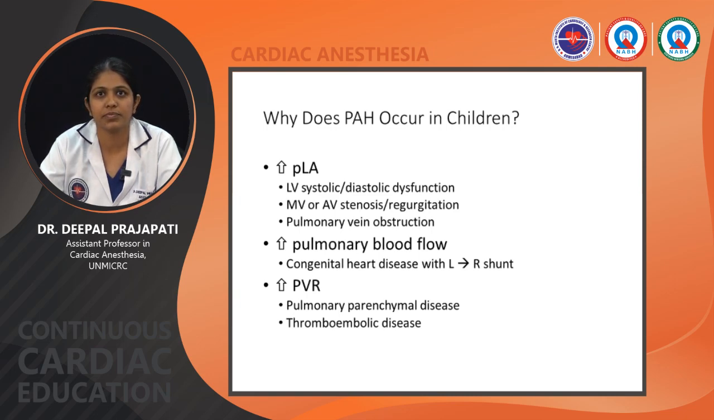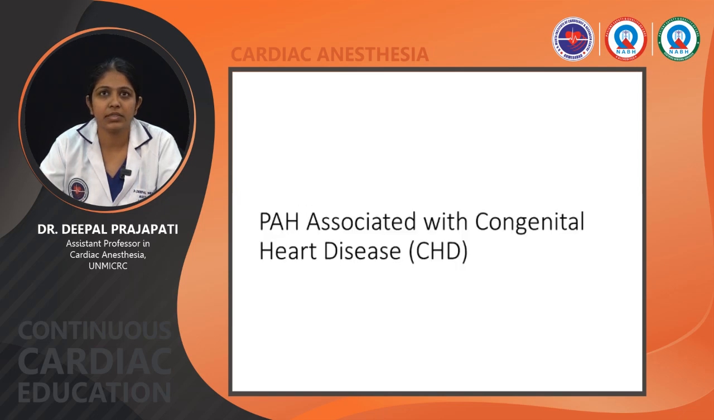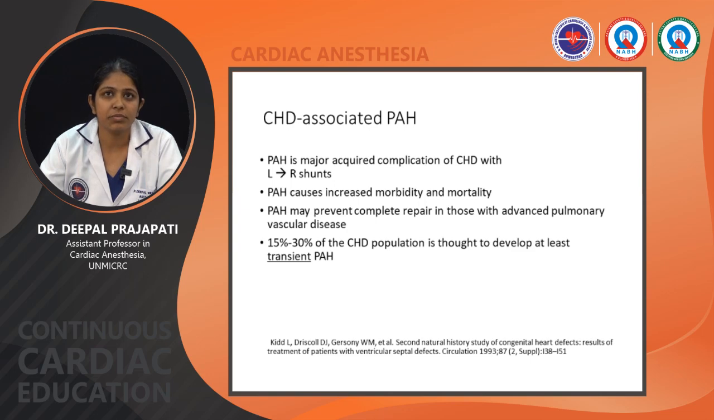Now, PAH associated with congenital heart disease is the major acquired complication of congenital heart disease with left to right shunt. It causes increased morbidity and mortality. It may prevent complete repair in congenital heart disease with advanced pulmonary vascular disease. At least 15 to 30% of the congenital heart disease population is thought to develop at least transient PAH.